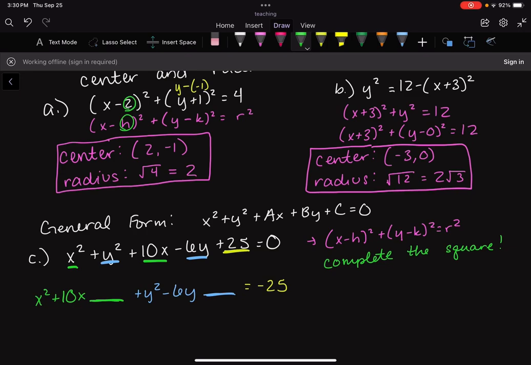So to find out what you add in there, you take your b value, which is the number in front of just the variable, not the x^2, so just the x. We divide by 2, and we square. So this would give us 5 squared, which is 25. So I need to add 25. Be careful, you got to add it to both sides. For my y's, I would do negative 6 over 2 squared, which is negative 3 squared, which is 9. So I'll add 9 to both sides.